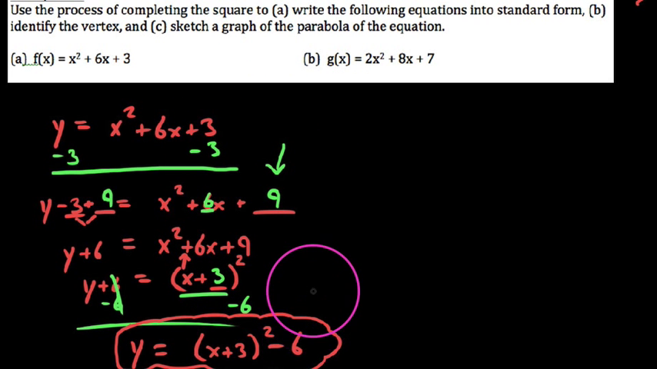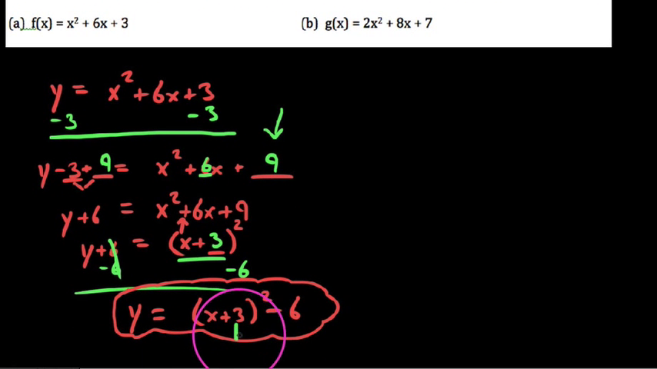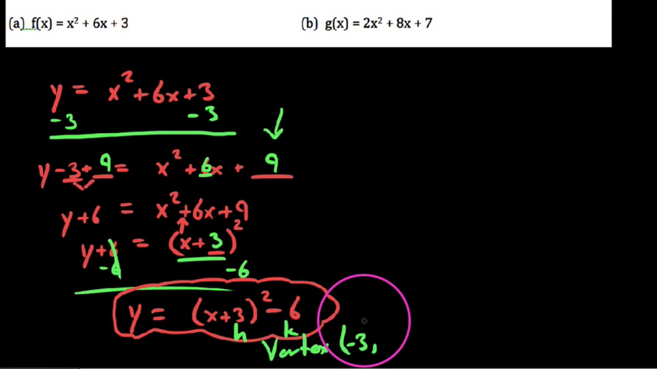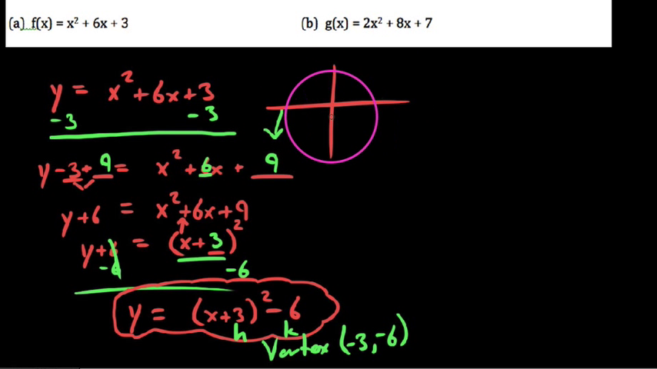B, identify the vertex. If you recall from the last video, the vertex is always at (h, k) if it is in standard form. So the vertex of this would be at h is negative 3, and k is negative 6. And then we'd sketch a graph of this parabola. It'll only take me a second here. We go left 3, 1, 2, 3, down 6, 3, 4, 5, 6.